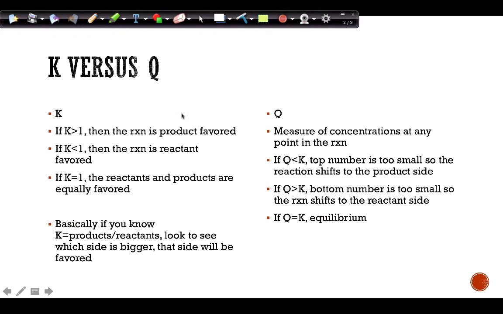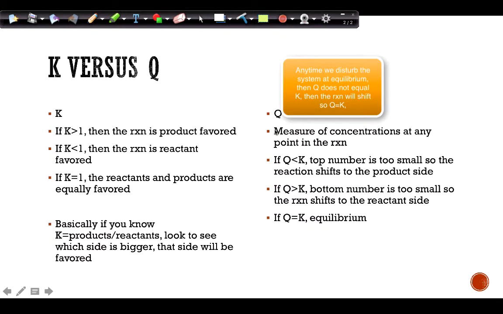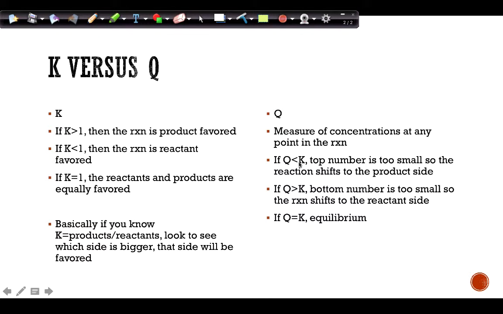Now, Q is when I measure the concentration or the pressure at any point in the reaction. So it's not necessarily at equilibrium. Now, if I look at the expression, K is equal to products divided by reactants. Well, so is Q. So Q is equal to the products divided by the reactants.